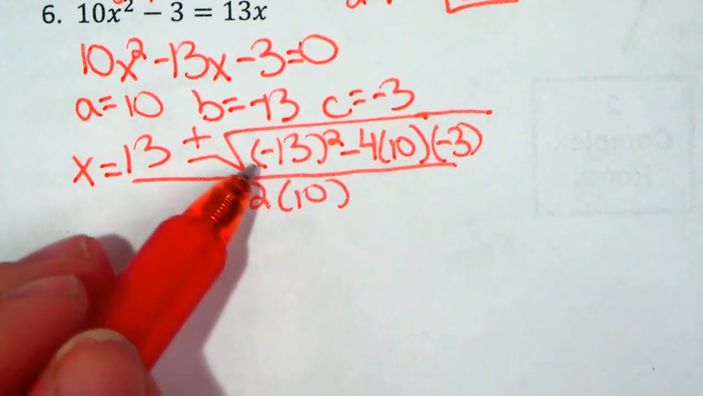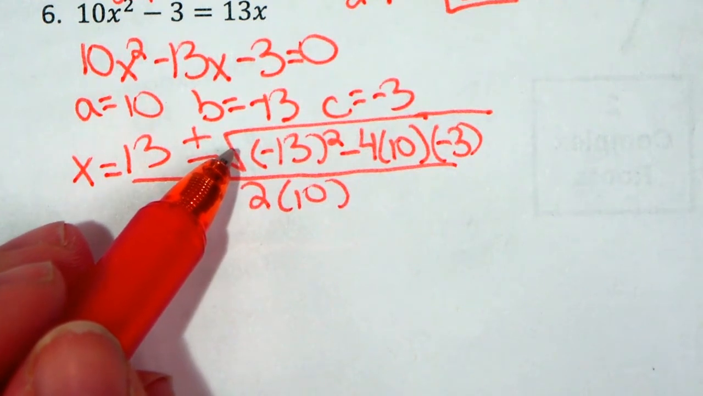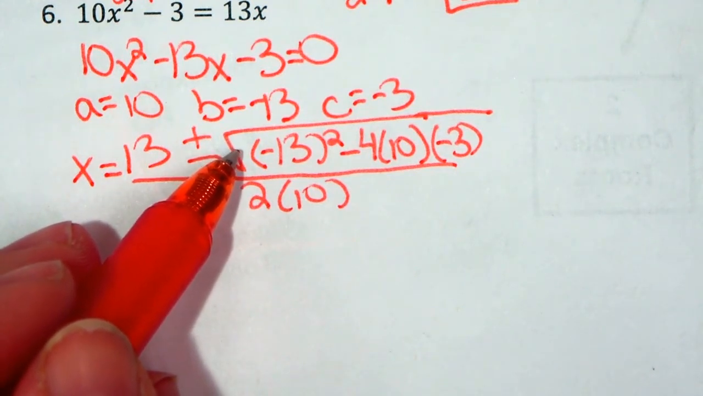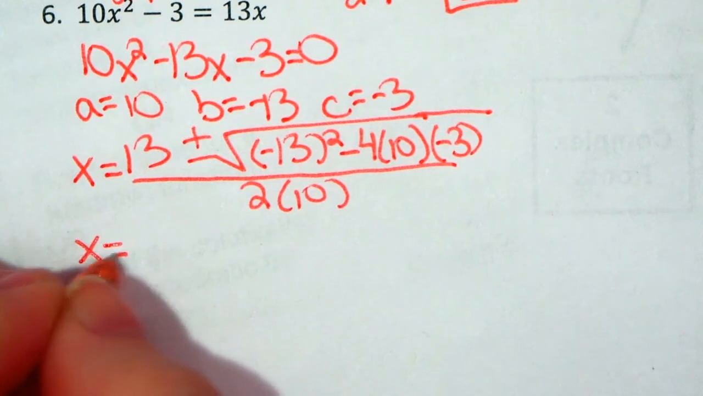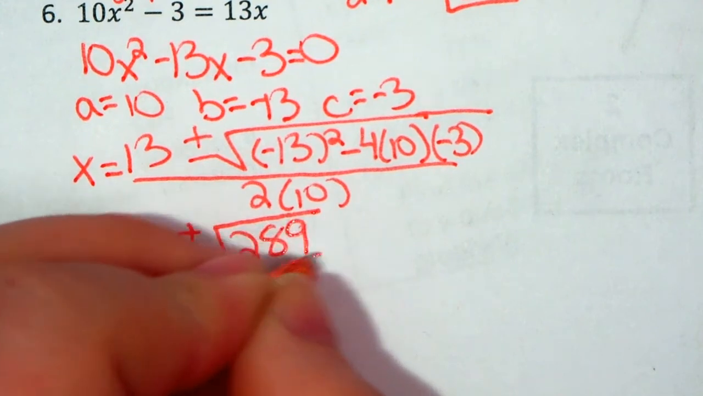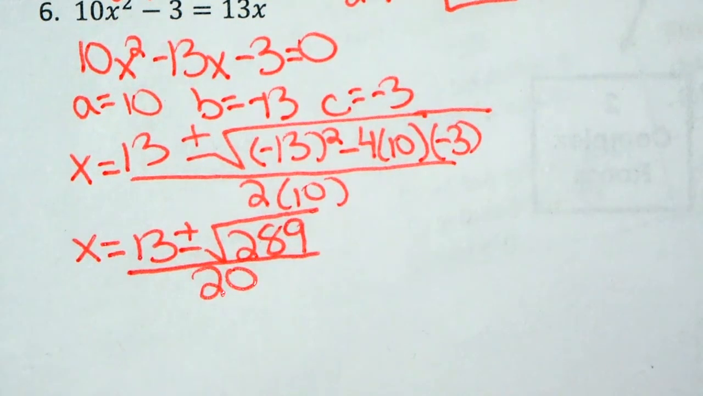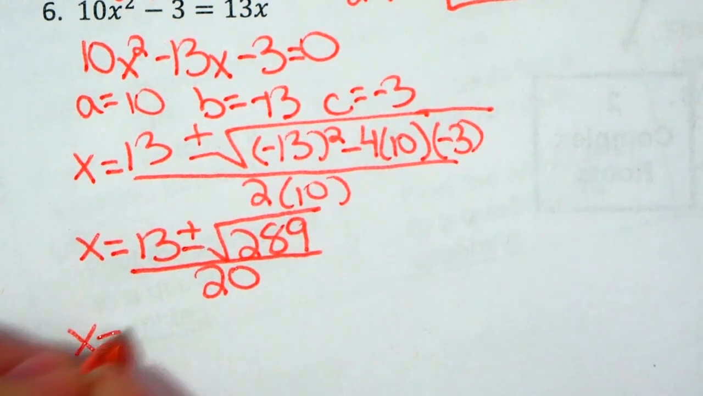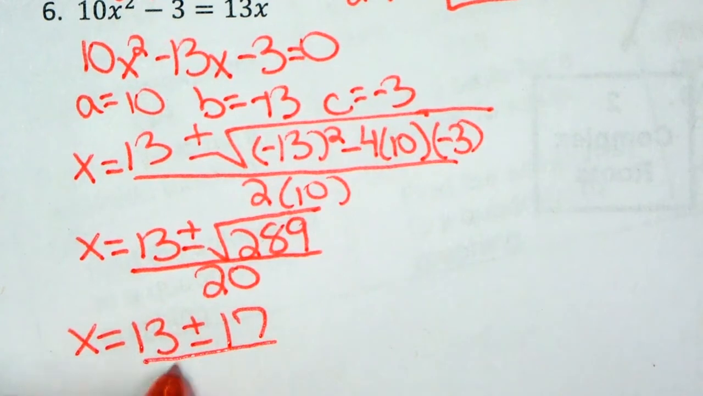So we'll type this negative 13 squared in parentheses in our calculator. Minus 4 times 10 times negative 3. And we get 289. All over 2 times 10, which is 20. Now, 289 is a perfect square. The square root of it is 17. So we have 13 plus or minus 17 over 20.